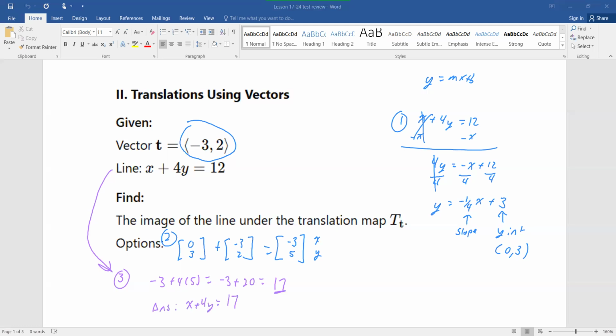The x plus 4y, because it was right here. Oh, gotcha. All right, so I replaced x with negative 3, and I replaced the y with the 5. And then I just worked it out. That's a good question.